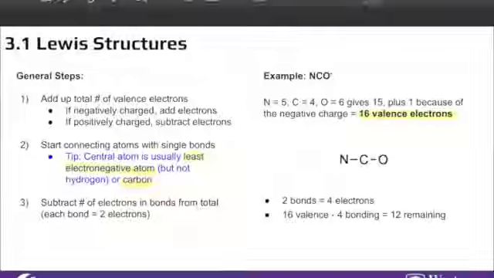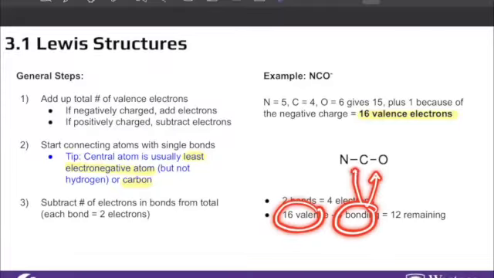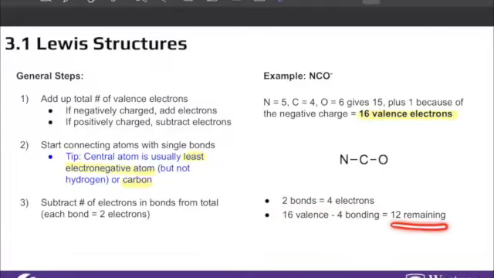Okay, so once you've done that, you are going to subtract the number of electrons that you have used up now that you've put them in bonds. Every bond is 2 electrons. Here we made 2 bonds, so overall that's 4 electrons. We had 16 total, minus those 4 that were in our bonds, leaves us with 12 electrons still to work with.